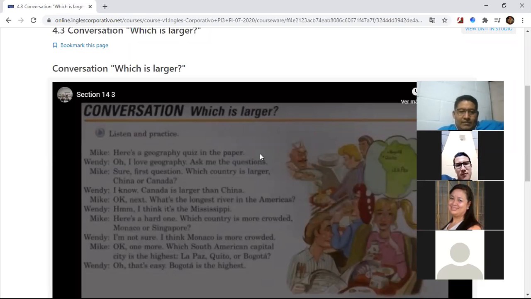Okay. Next. What's the longest river? Longest river. What's the longest river in the Americas? Okay, Jose Magaña, please. Jose Magaña, only you. Okay, next. What's the longest river in the Americas? Very good. Longest river. Very good. Thank you very much.